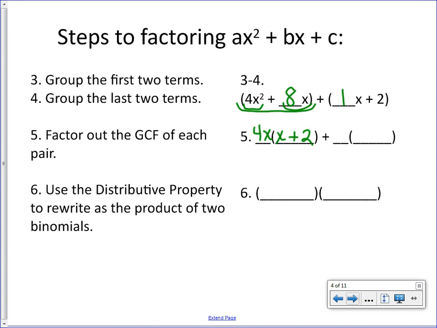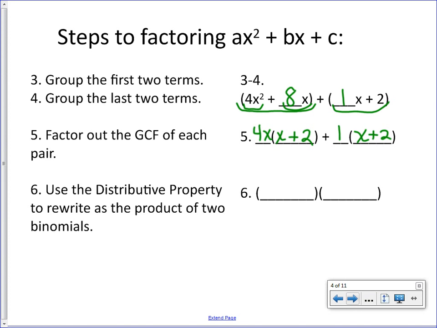Now in the second one, 1x plus 2, we don't have a common factor. So when we don't, the only common factor they have is 1. So we have x plus 2 left. Now, the last thing that we do then is use the distributive property to rewrite as the product of two binomials.